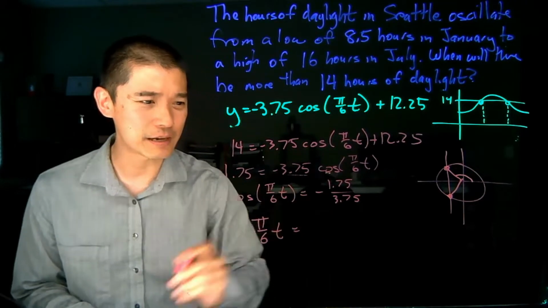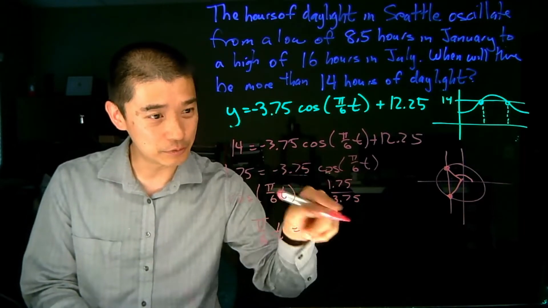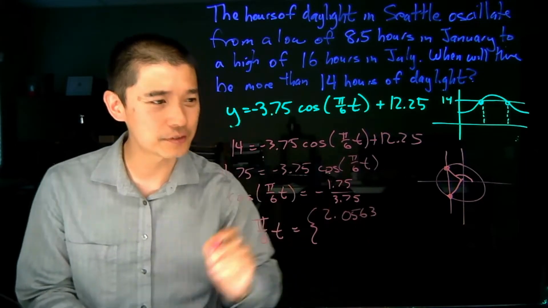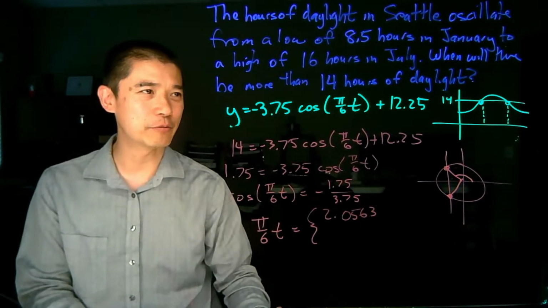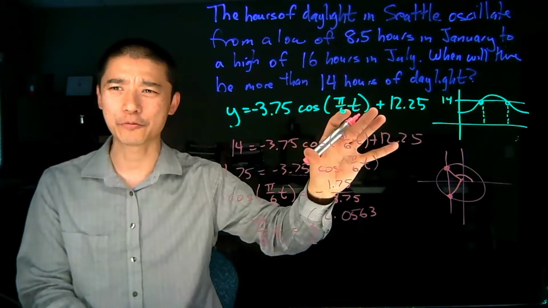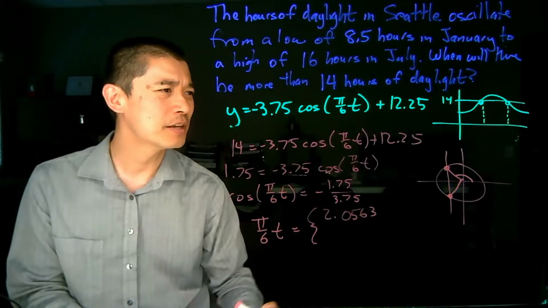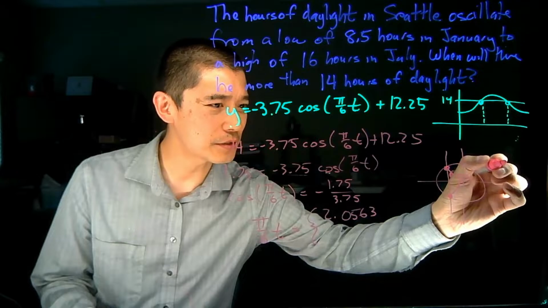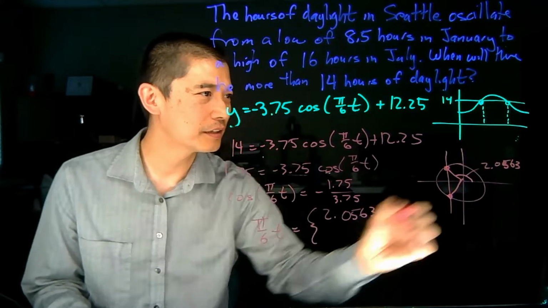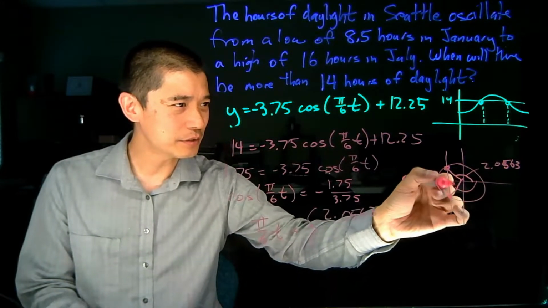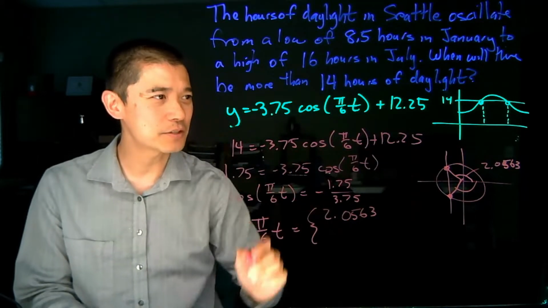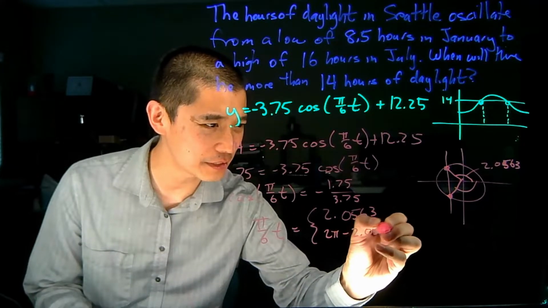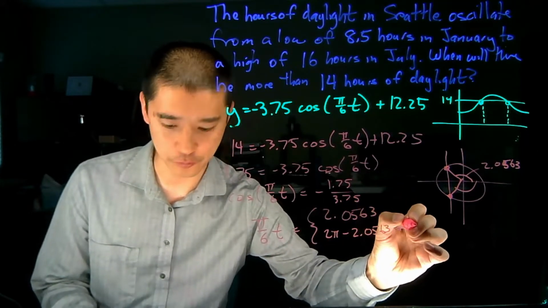Pi over 6 times t is equal to, if we do the inverse cosine of that, we get 2.0563. Now you can see that this is going to be in radians. In this case, there's no particular reason to be working in degrees. So we have radians. And that's this measure right here. Our goal is to find the other one. And so this other angle is 2 pi minus 2.0563. If you put that in the calculator, you'll get 4.2269.